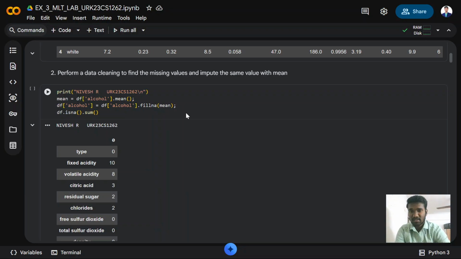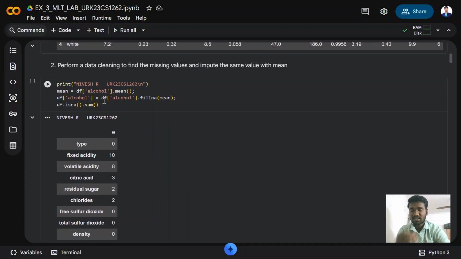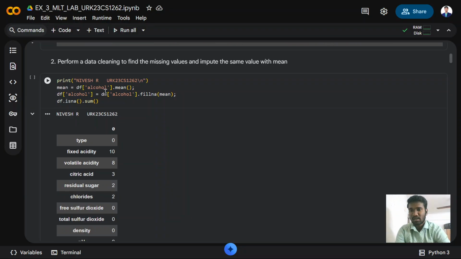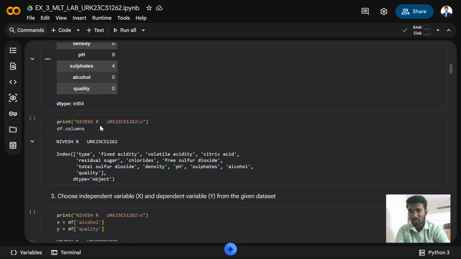In real-world data sets, some values may be missing, noisy data, duplicate data. For missing values, we will fill with the mean of the data set. So this is the output.